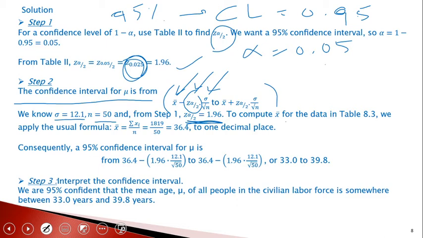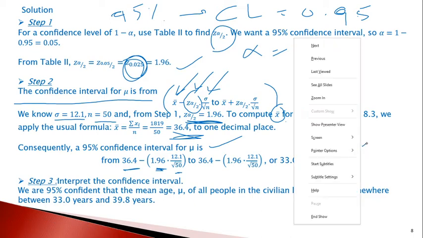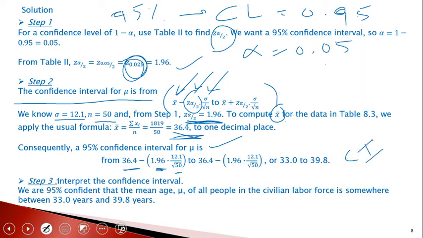Then compute x bar. It is easy: sigma xi over n. Sigma xi is 1119 divided by 50. So x bar is 36.4. So the 95% confidence interval for mu is x bar minus this stuff, C alpha over 2 times sigma over square root of n. You can calculate this value, like 33 to 39.8. Okay, so the confidence interval is done.